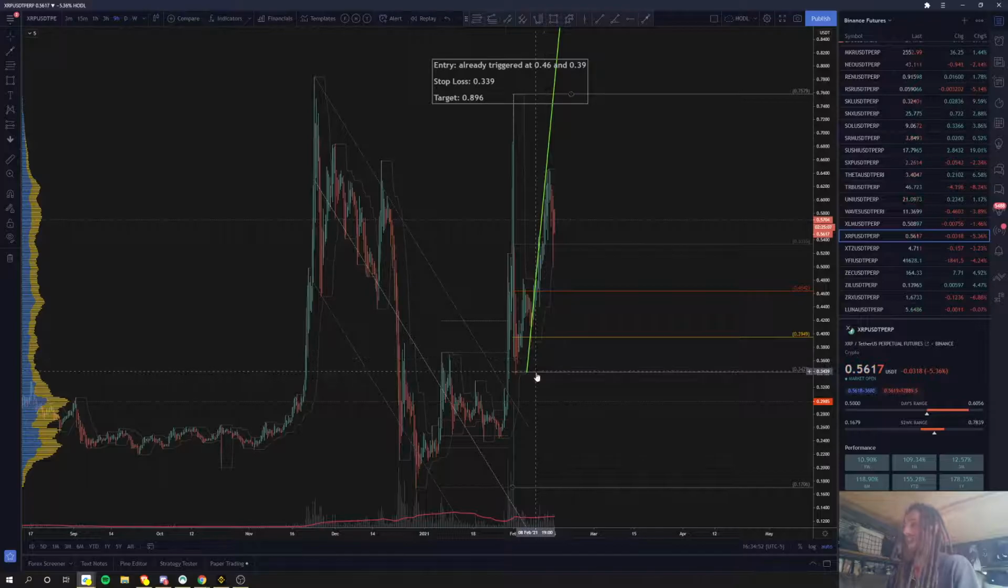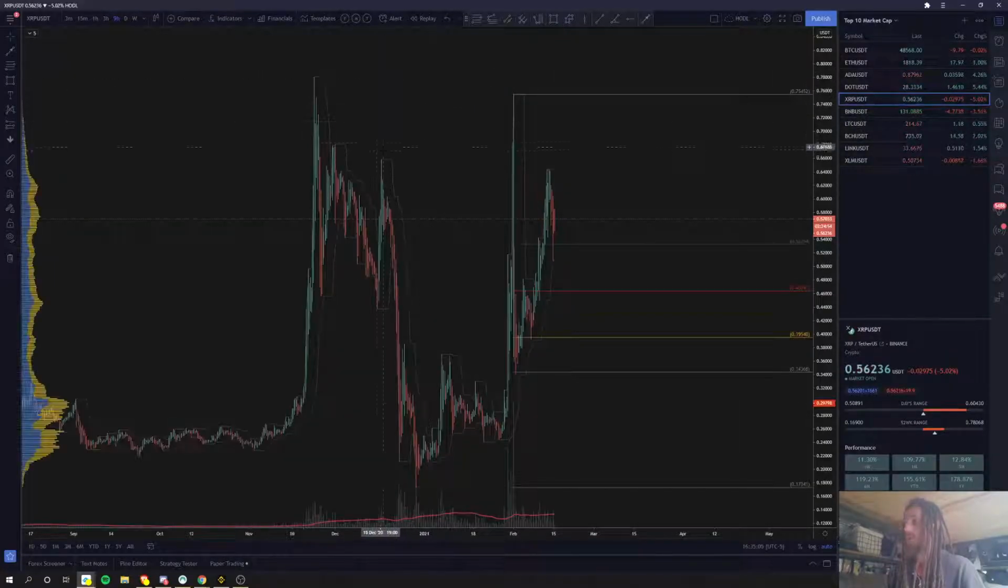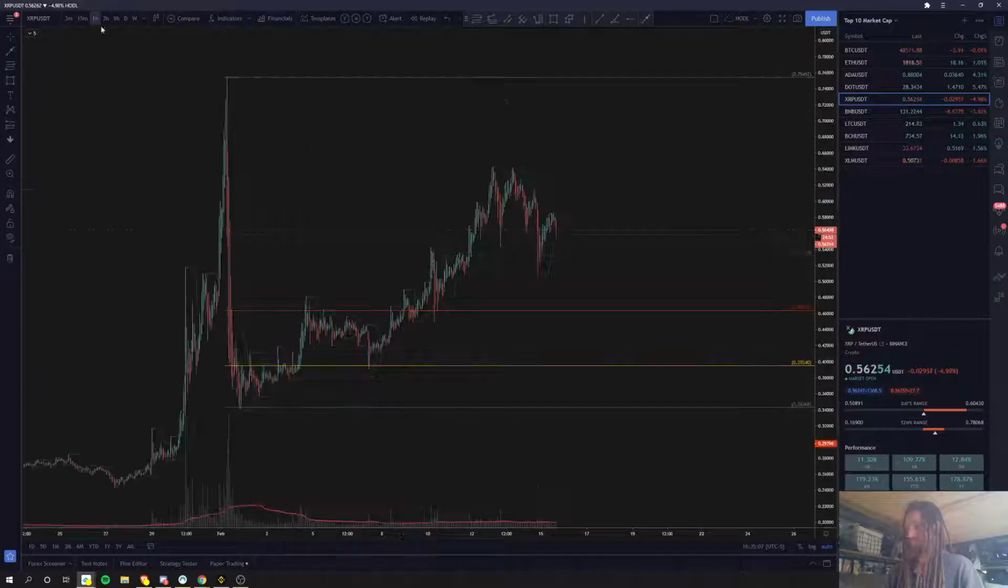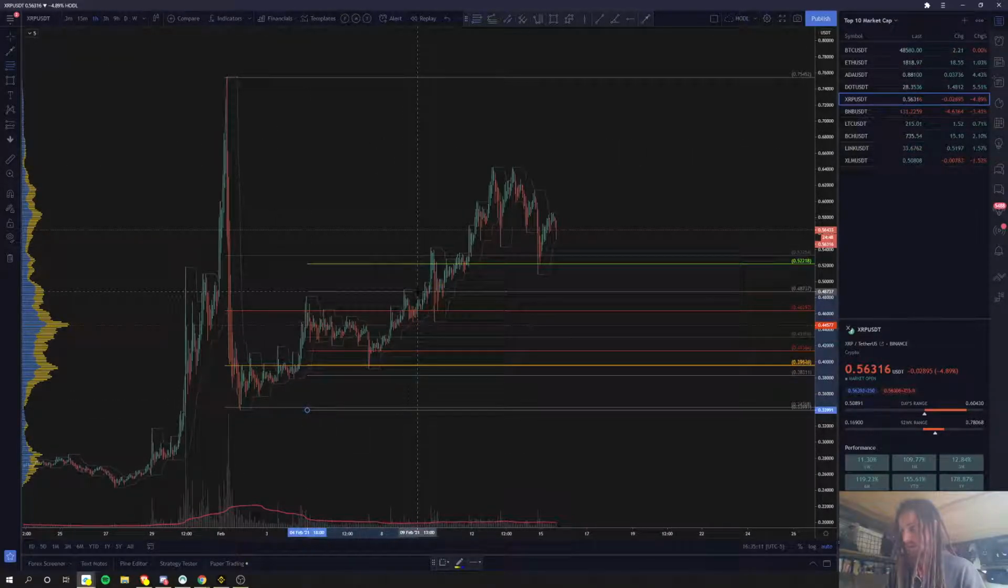Oh, it did even there. So, the setup did get stopped. So from there, let's go back to the spot chart. We'll go micro here. So we'll just analyze this. We've got a good setup there.